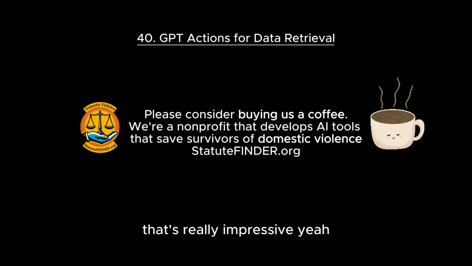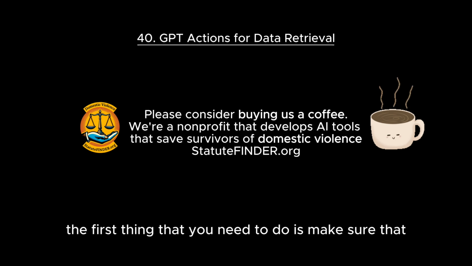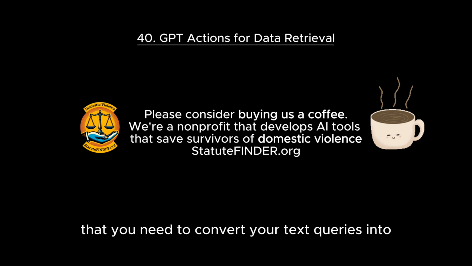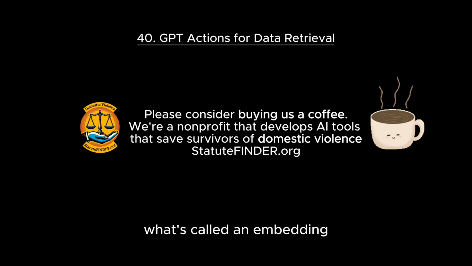That's really impressive. So what do we actually need to know to work with these vector databases? Just like with APIs, the first thing you need to do is make sure that your vector database has an API that's accessible. And the other key thing is that you need to convert your text queries into what's called an embedding. Basically, an embedding is a numerical representation of a word and its meaning. It's like translating your query into the language of the vector database.